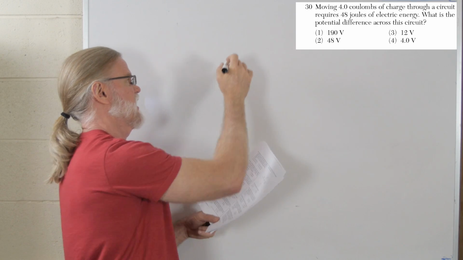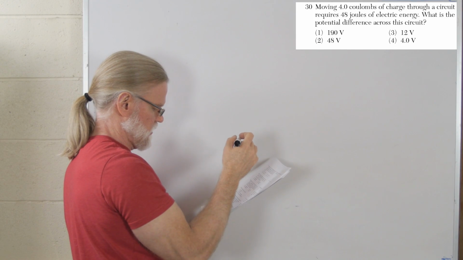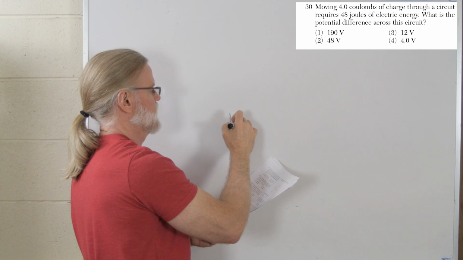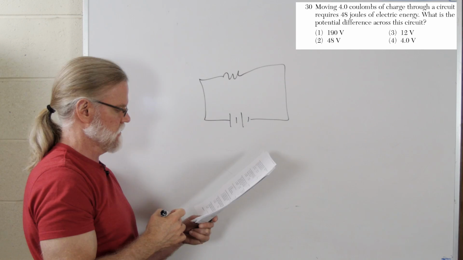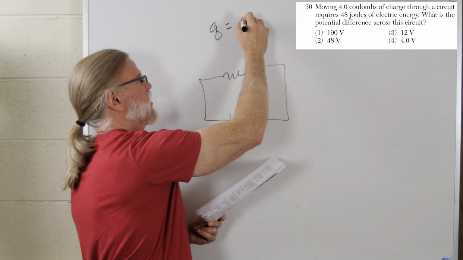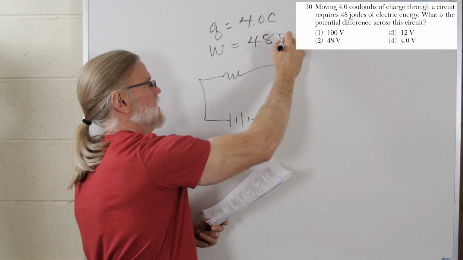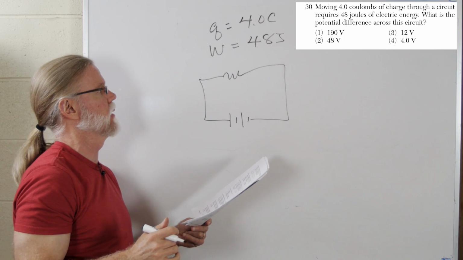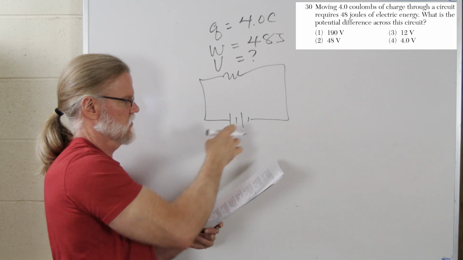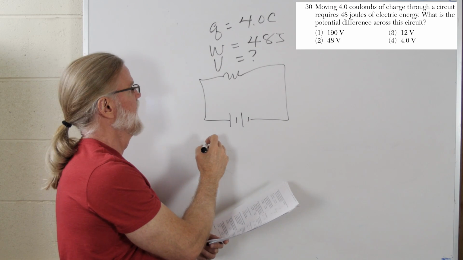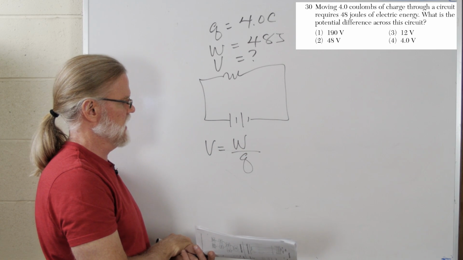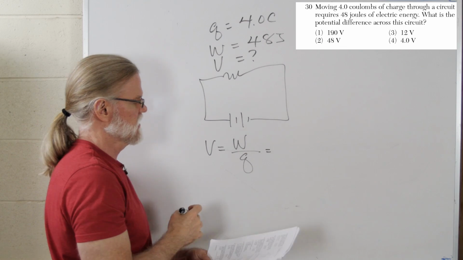Moving 4 coulombs of charge through a circuit requires 48 joules of energy. What is the potential difference across the circuit? All right, so we have some sort of circuit, and we're going to move charge through that, 4 coulombs. I'm going to use W for energy. This is one of those unfortunate plug and chug problems. We want to know what the voltage is, the potential difference from there to there. Voltage is the amount of energy divided by the amount of charge.